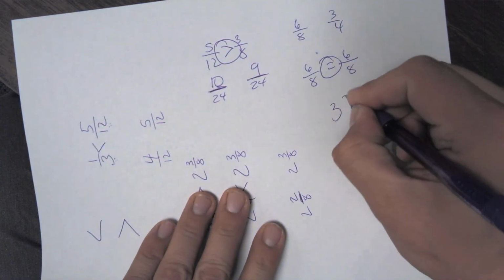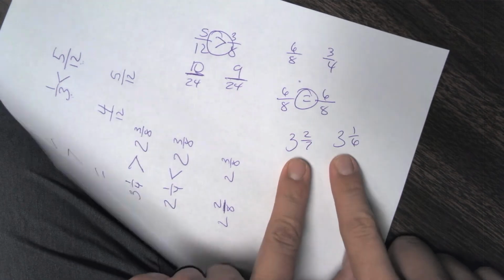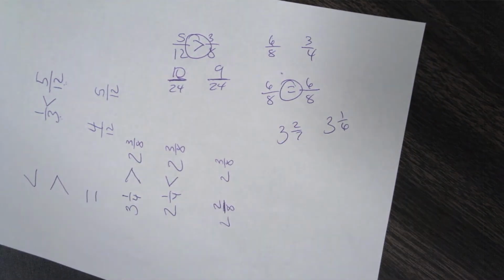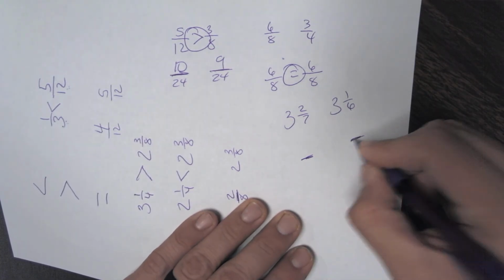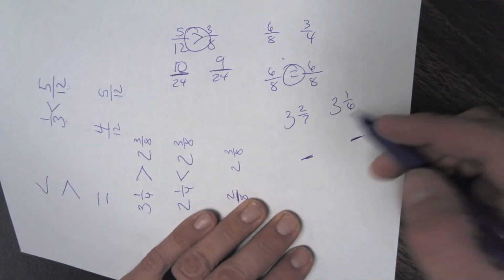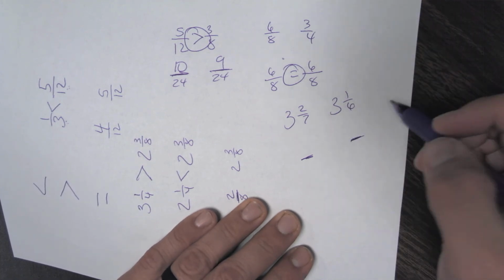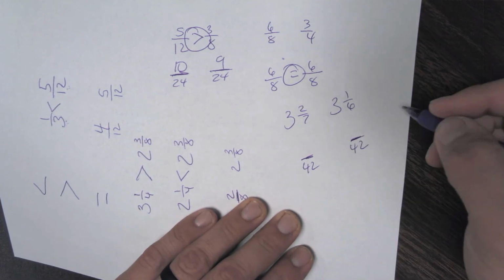And the last one was 3 2/7 and 3 1/6. So first off, let's see. Well, both whole numbers are 3, so we're going to have to move to the fractions now. So what is our common denominator here? Anybody find that one? What is the common denominator between 7 and 6? Sometimes you literally just have to multiply the two, so it's going to be 42. So we're going to have to change both of them.